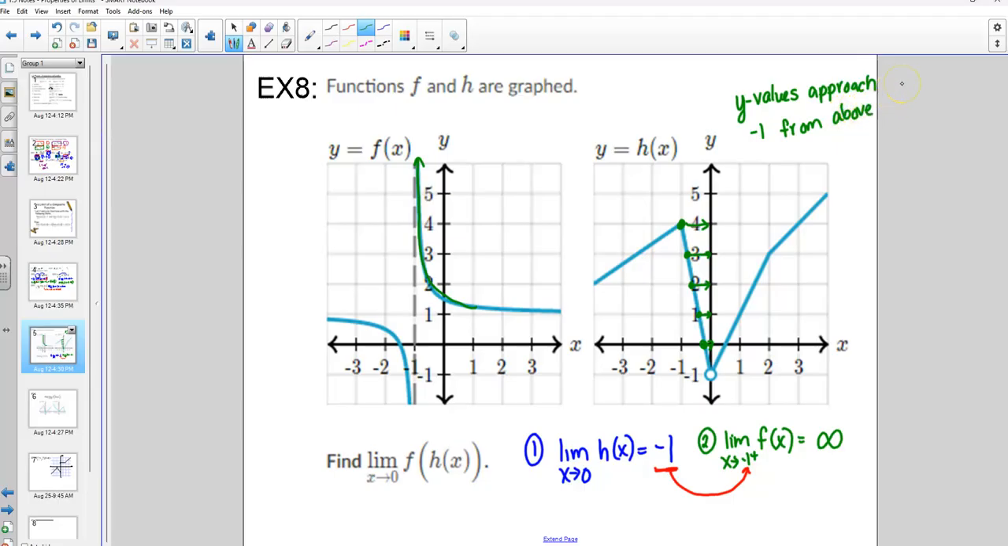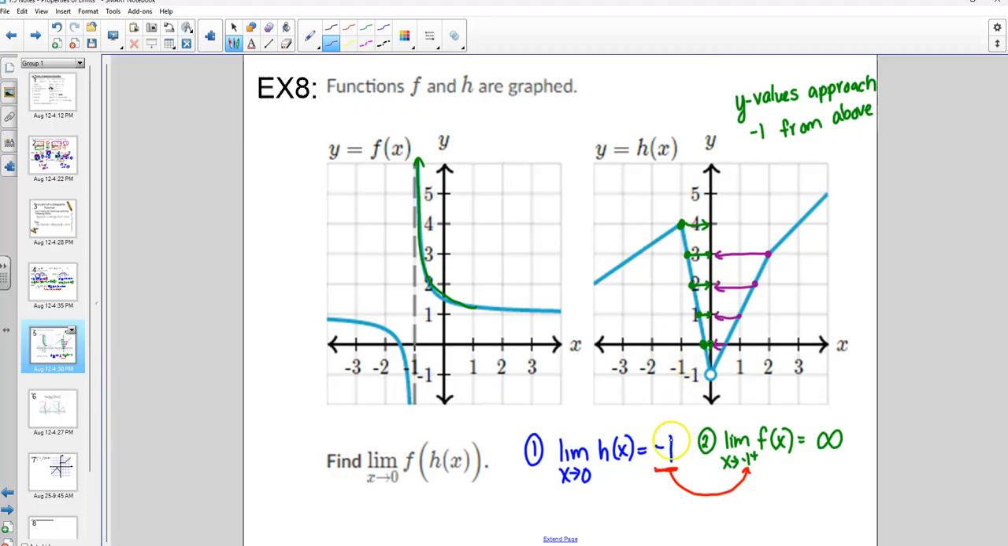Right? So it's like 4, 3, 2, 1, 0, negative 0.5, negative 0.9, negative 0.99, right? So those y values are approaching from above. If you look at the right side of the graph, same thing. Y values 3, 2, 1, 0. You're approaching from above on both sides.